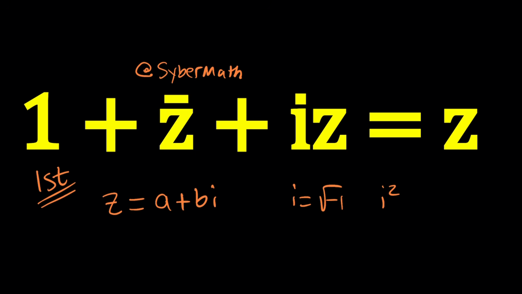So when you square i, you get -1. Okay, i squared is equal to -1. That's something you should never forget. Great, now let's go ahead and substitute it.